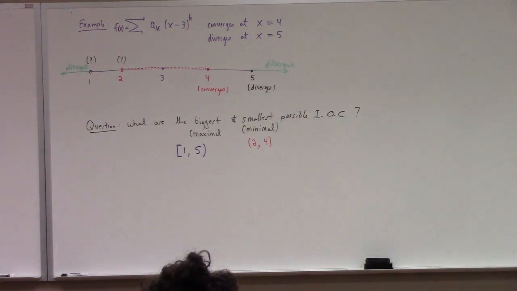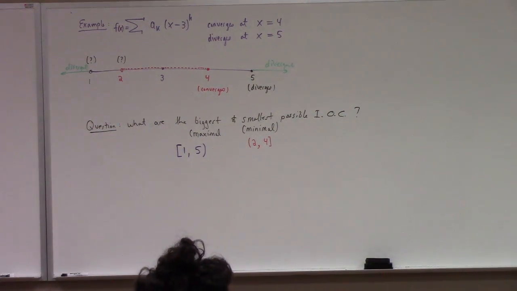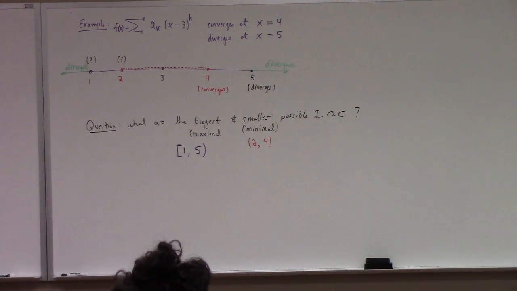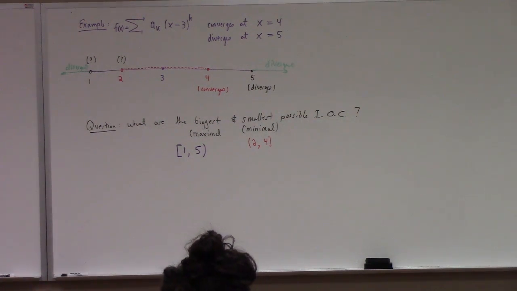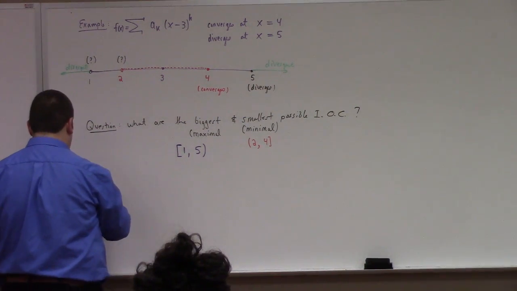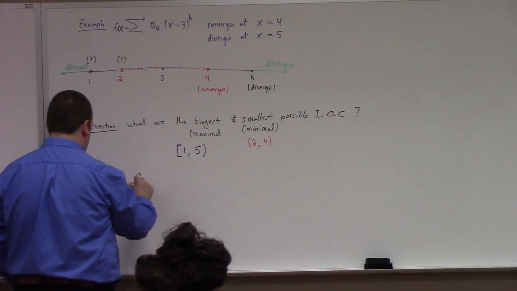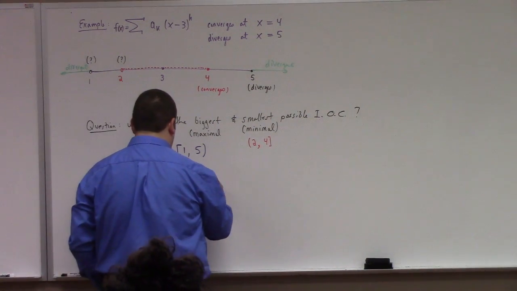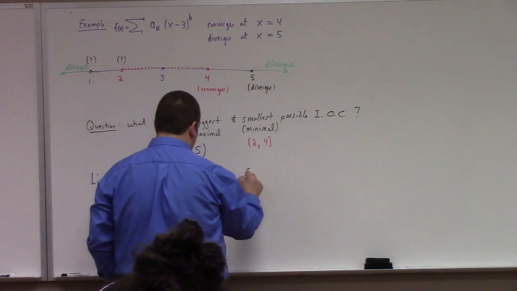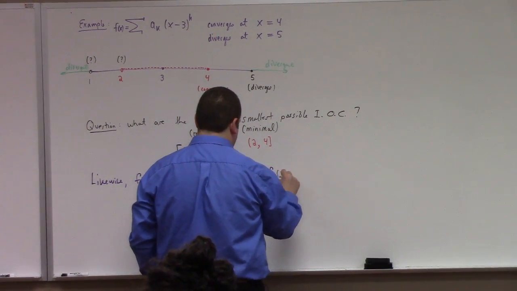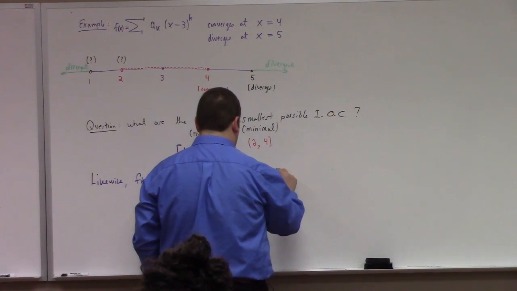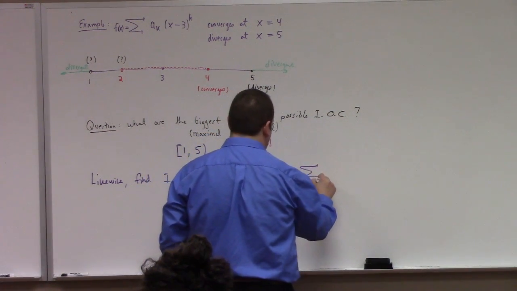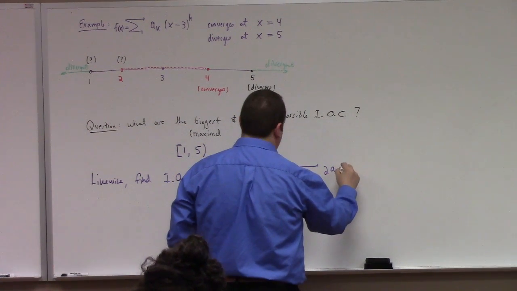All right? So that's basically it. If you understand this example, that means you understand the theorem. All right? There's fun, slightly twisted versions of this you could ask, like, find the interval of convergence possible for, let's say, f of x, well, let's say g of x equals the sum of 2 times a sub k x minus 3.